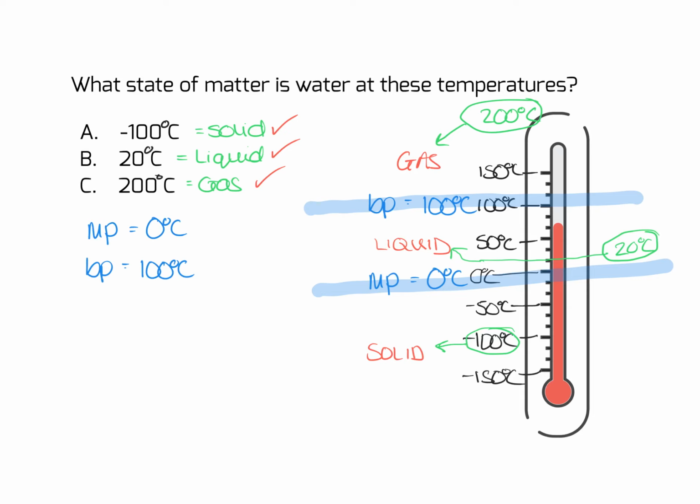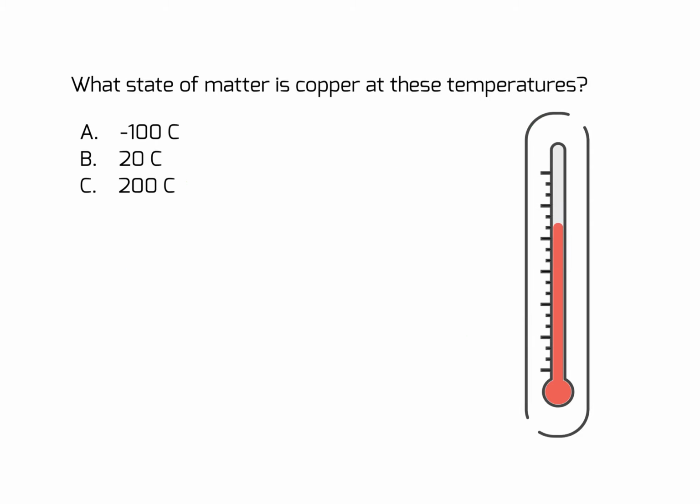Okay, so let's do another example. This time I'm going to draw the number line straight, like you probably would, because you're not going to waste time drawing a thermometer. Okay, so in this one, what state of matter is copper at these temperatures? Now, copper is a different substance to water. It'll have a different boiling point and melting point. So let's write those down first.